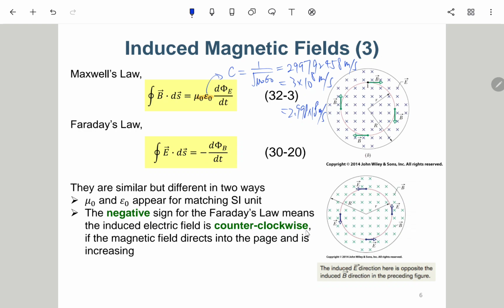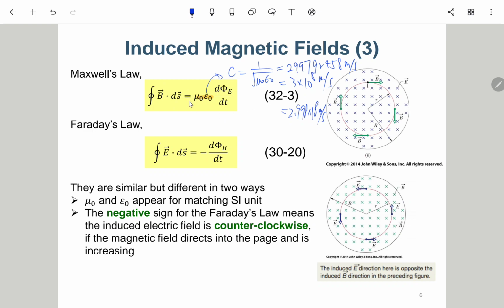And then the next point is that the negative sign in Faraday's law means the induced E field is counterclockwise if the B field directed into the page is increasing. So the point here is, just as what we mentioned, this external E field is increasing and pointing into the page. So the induced B field is clockwise, just as this one.